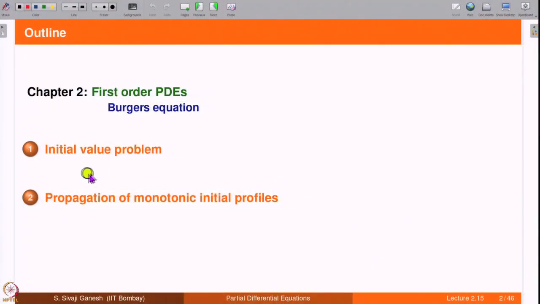So, the nonlinear effect in Burgers' equation, we already saw the equation, but we will again see the equation and then we will talk about it. We are going to consider an initial value problem. It is an equation which has one variable called the time variable, and therefore it is an initial value problem. We consider examples of the initial value problem, solve them explicitly and then study them. If I consider an initial condition which is a monotonic function, what happens to the solution?